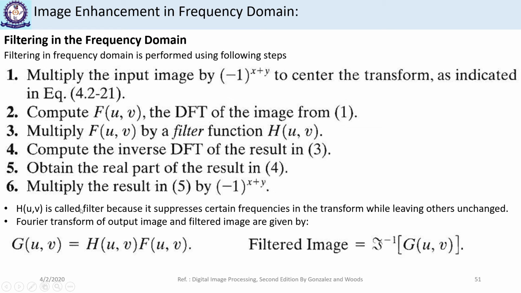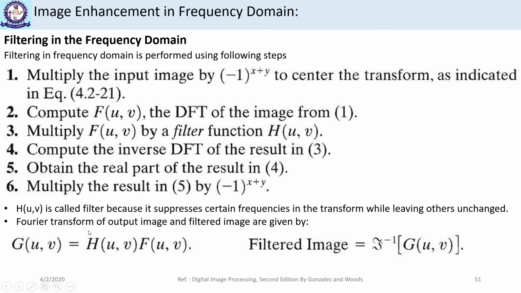or the filtered image. So H(u,v) is called a filter because it suppresses certain frequencies in the transform while leaving others unchanged. Now you see F(u,v) is the frequency domain signal, so it is multiplied by H(u,v). In H(u,v) we will have coefficients such that it will suppress certain frequencies, either low frequency or high frequency, and it will leave the remaining frequencies as they are. So that is why we call this a filter.